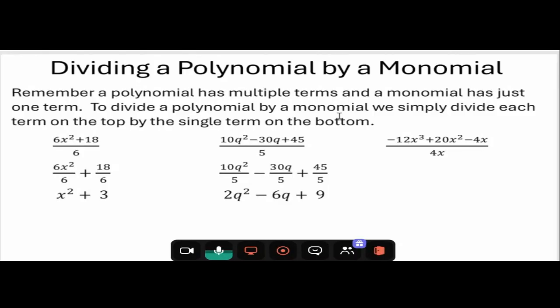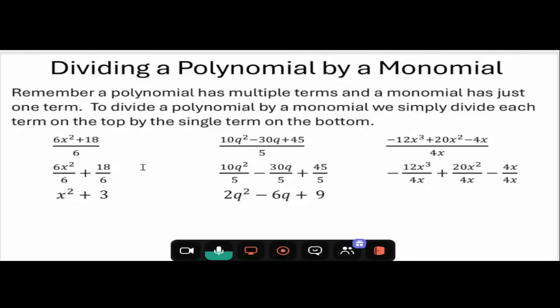A couple different things are happening. One is we also have a variable on the bottom, which is okay. That just means we do some variable canceling as needed. And also I made the first term negative here. Now I'm going to recommend you take that negative and put it out front. You have a negative term, a positive term, and a negative term, right?